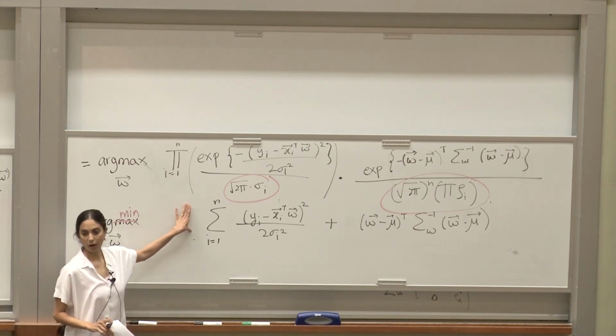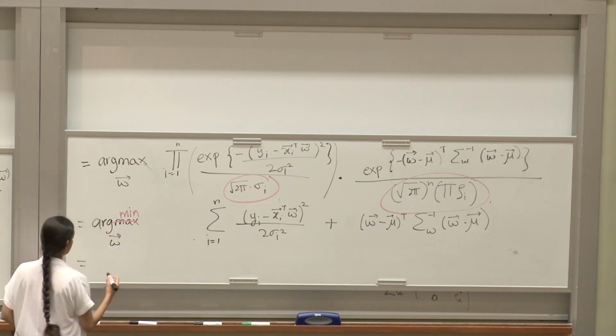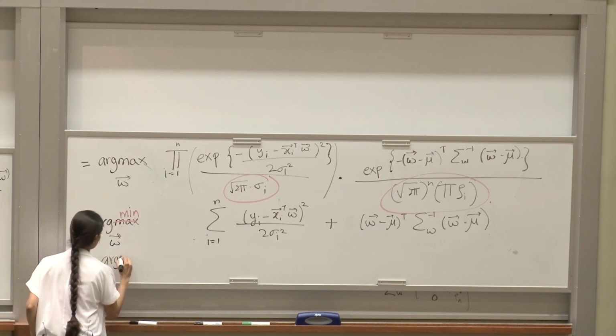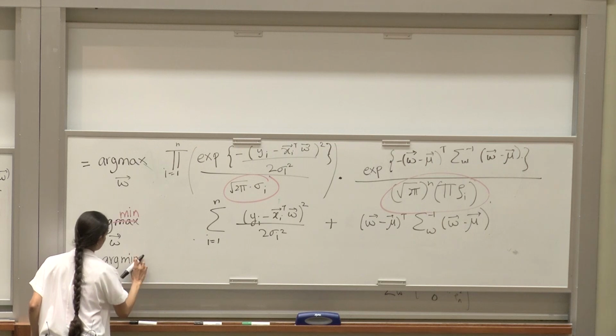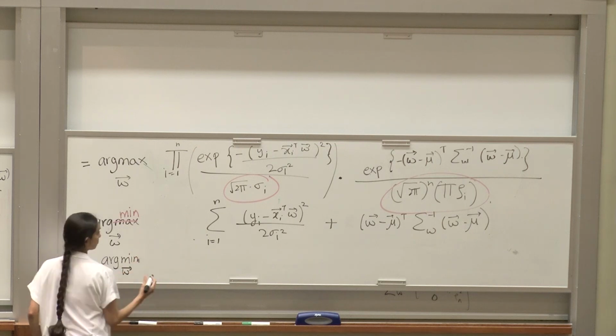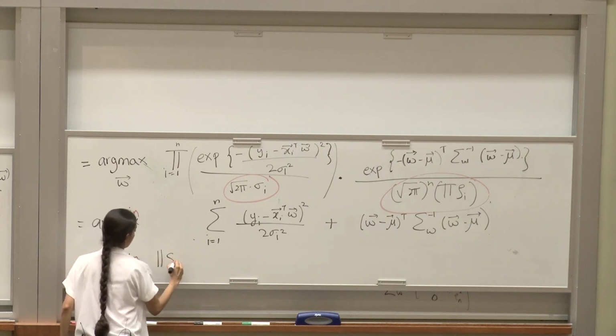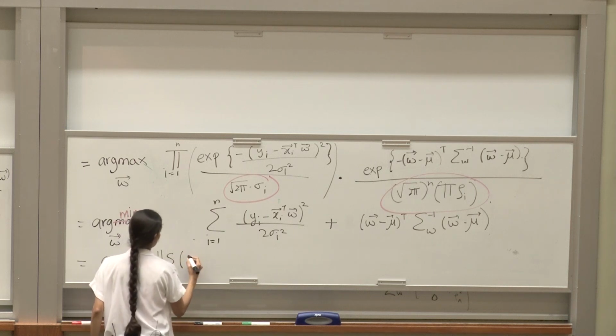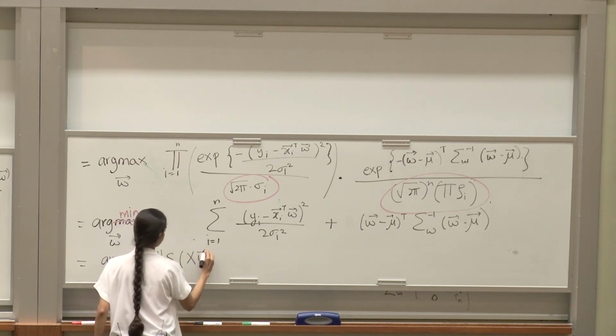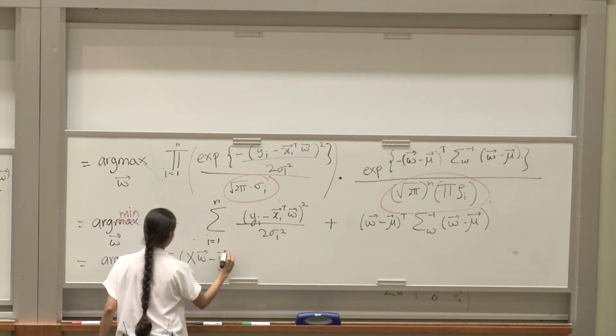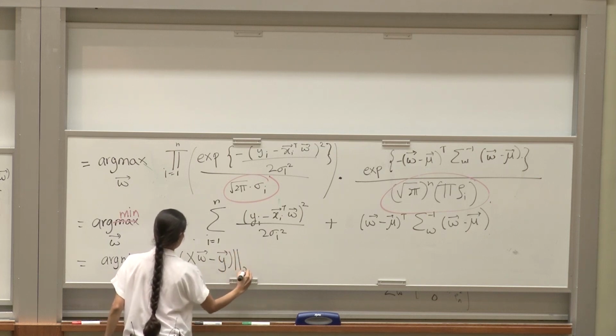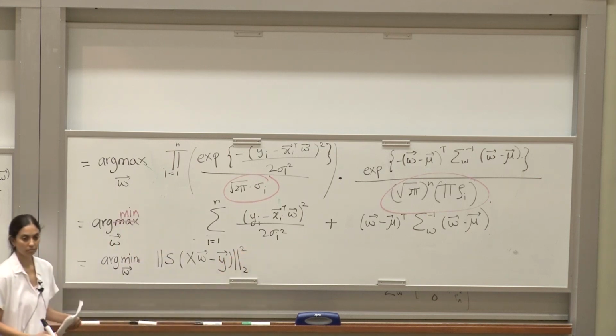This we already know how to write in terms of our compact data matrix. This is argmin over W of the norm squared of S X W minus Y, whole squared.